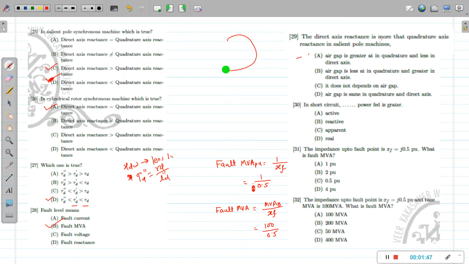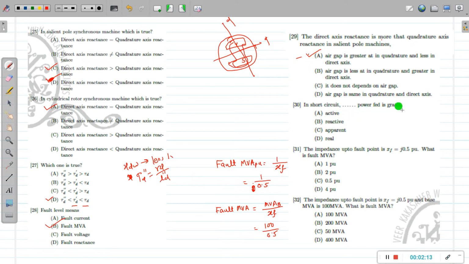So we know the salient pole machine construction. Suppose this is your two pole machine. These are the projected poles, so this is the N pole and S pole. You will observe that this is the quadrature axis and this is the direct axis. Near the quadrature axis, the air gap is greater than at the direct axis. Hence, its reactance is greater.